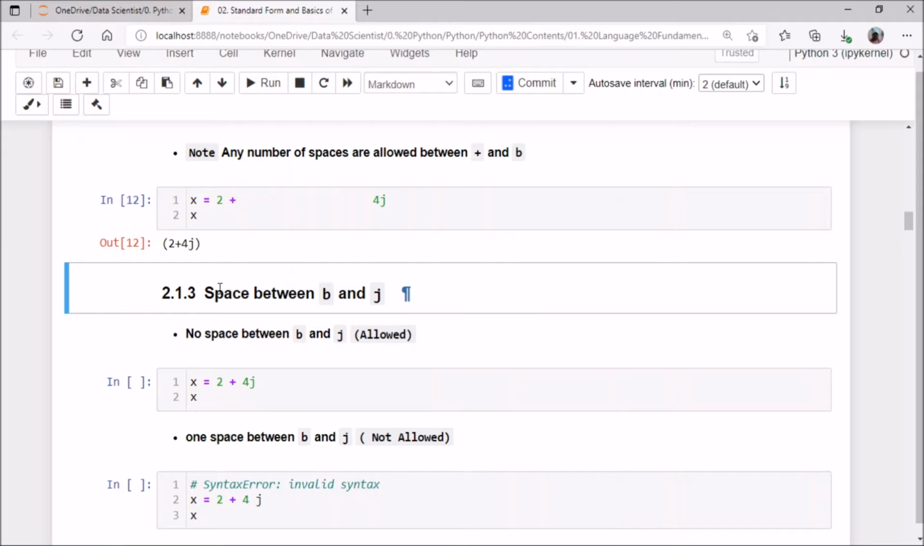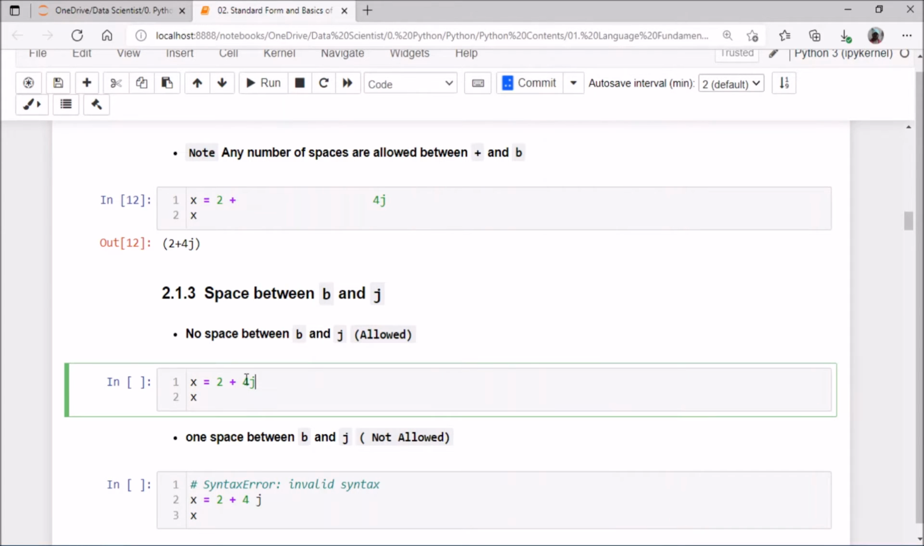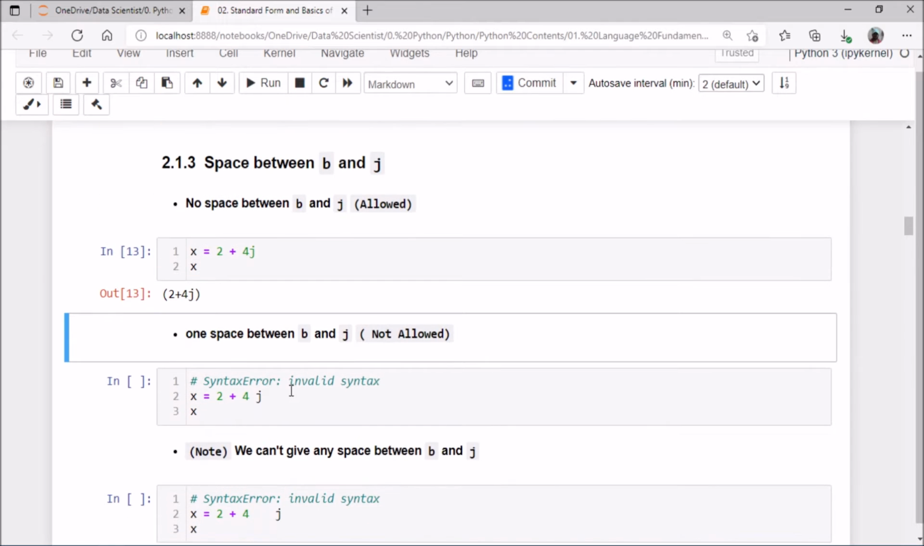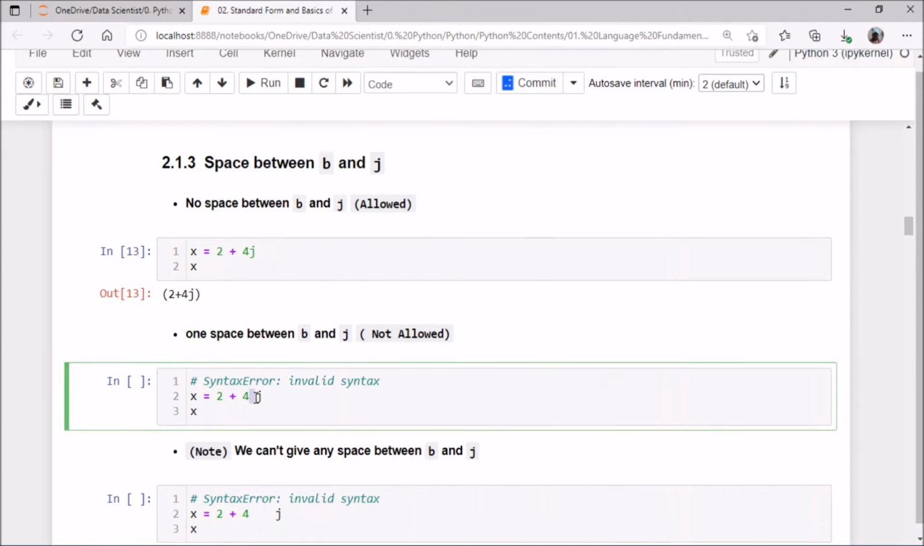So now the term is spaces between b and j here. No spaces between b and j are allowed, meaning we can put 0 spaces. So this is allowed: here b is 4 and j, with no space also allowed. But one space is not allowed. This is a very important thing you have to remember. That's why I am covering where a space should be allowed and where a space should not be allowed. Here it is not allowed.